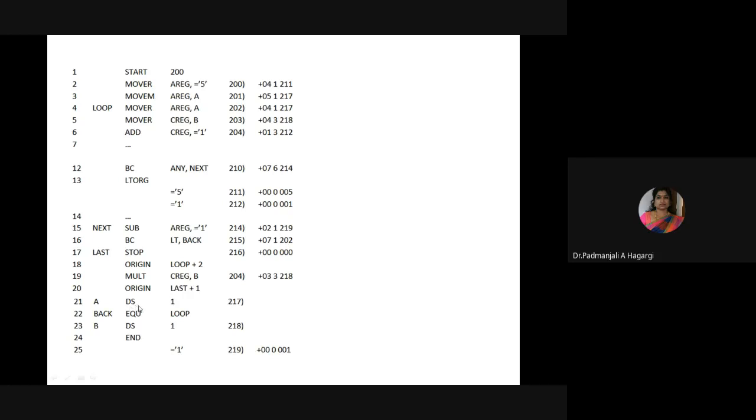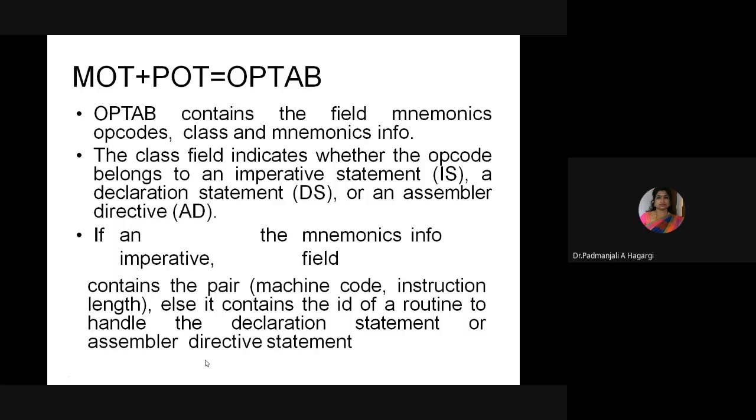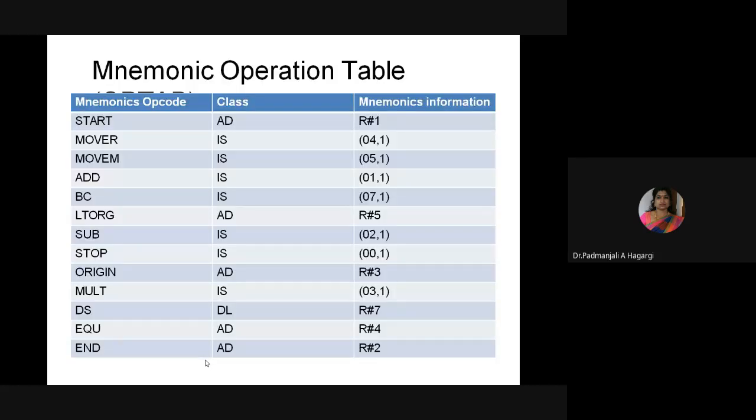Now, DS is a declaration, an assembler declaration or a declarative statement. DS is a declaration statement. Declaration storage, well, it is a statement of declaration. So it divides the class into a common identity. First, it was dividing into the mnemonic operation table. In the mnemonic operation table, whatever the instructions are used, whatever the mnemonic codes are there, it puts them based on their class, and then it takes the mnemonic informations. Mnemonic information will keep the pair of the mnemonic code as well as their length.